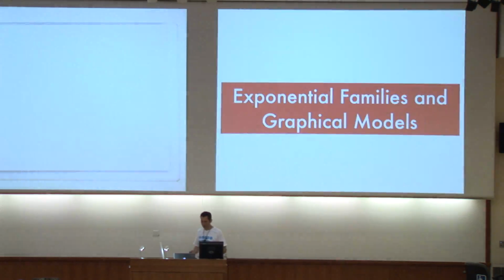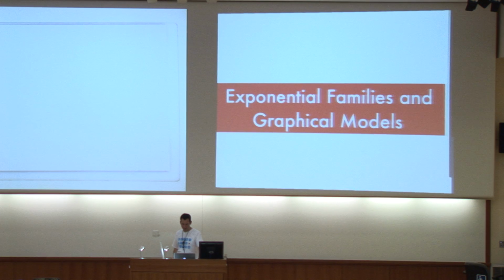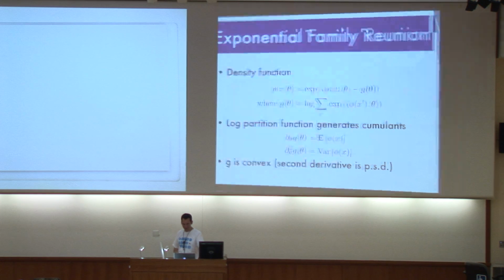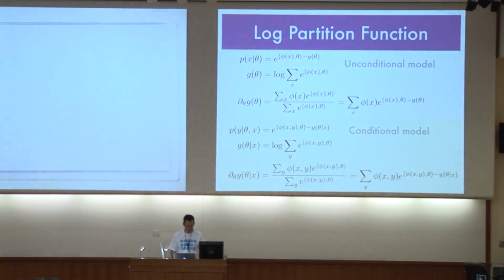So let's do the exponential families and graphical models again. We saw all of this, right? That's quite familiar from yesterday. Now let's compare conditional and unconditional models. For the unconditional model, you have p of x given theta is e to the <phi of x, theta> minus g of theta, and we have all the normalization. For the conditional model, it's exactly the same, except that we have this additional variable x for conditioning.